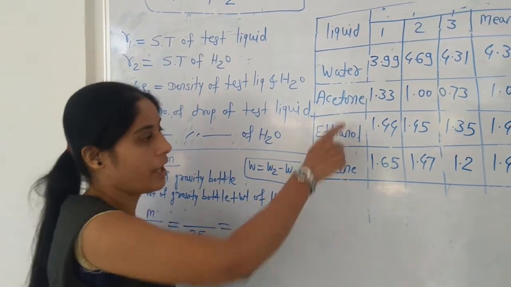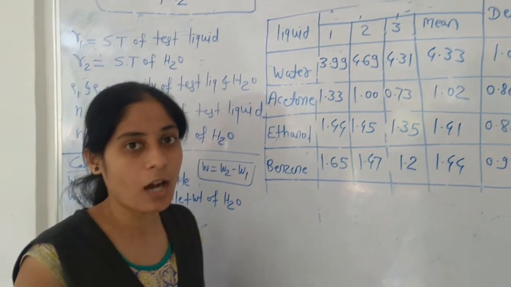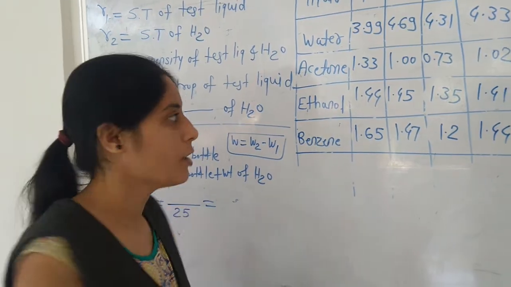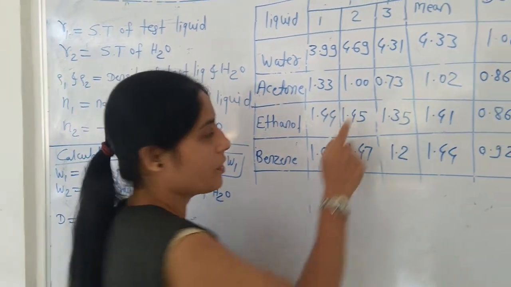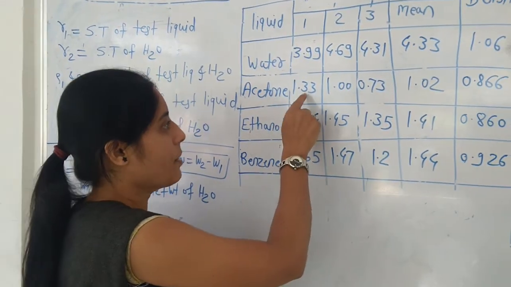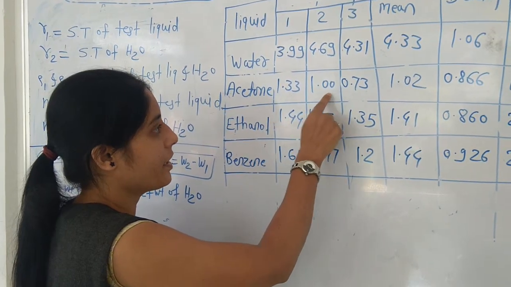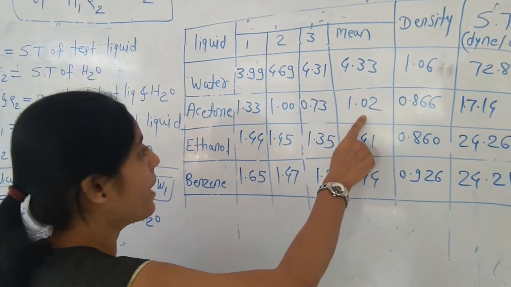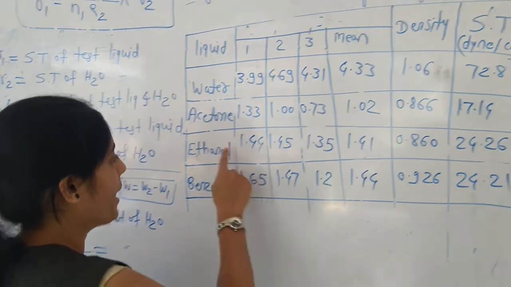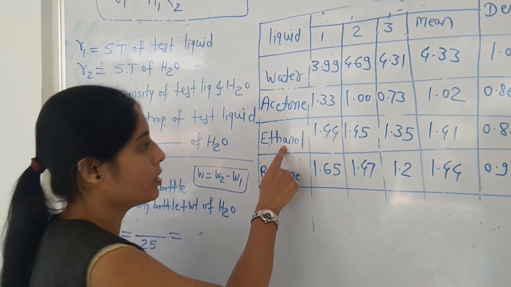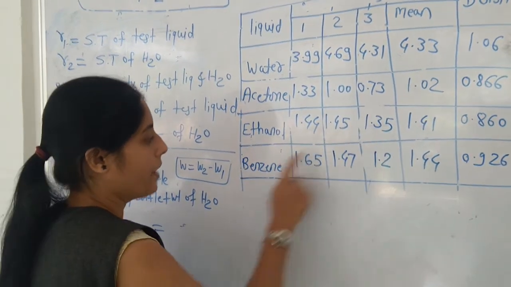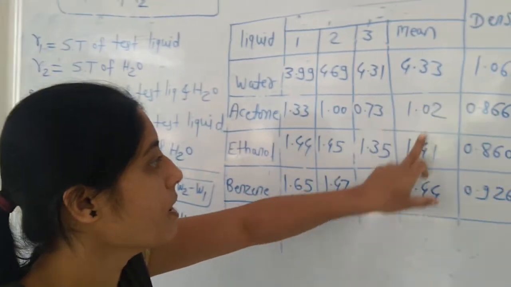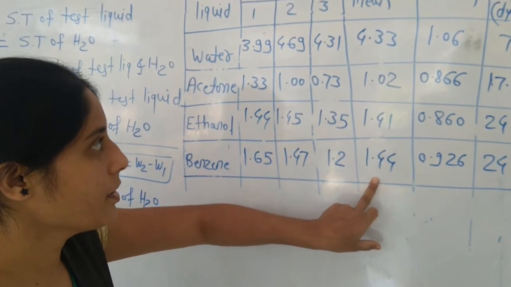For acetone, we fill the stalagmometer, count 30 drops, and weigh those 30 drops directly. After weighing the 30 drops 3 times, we write down the first, second and third readings in this column, and the mean weight of the acetone is 1.02. In the same manner, we note down the mean readings of ethanol and benzene. Then we write down the weight of the drops in this column.